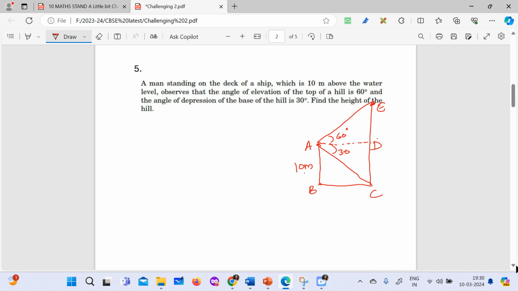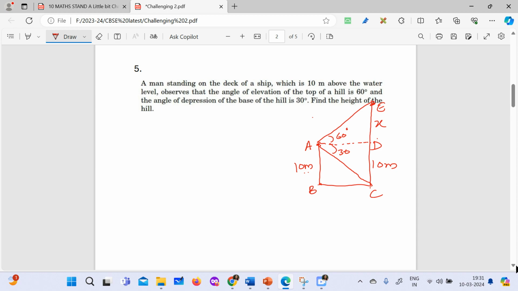So this is 10 meter. Obviously, this is 10 meter. Your question is find the height of the hill. So your hill is CE, and C to D we know, opposite side of this, so this is 10 meter. Let me mark this as X. So we have to find this length, and we add this. That will be the height of the hill.